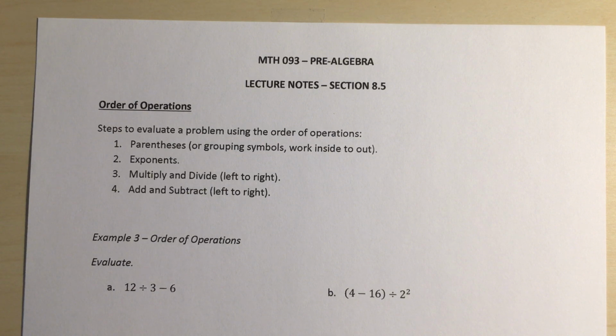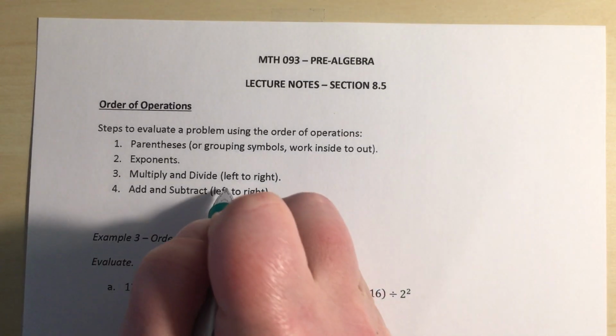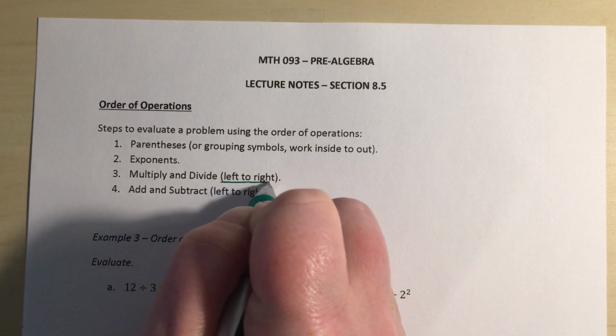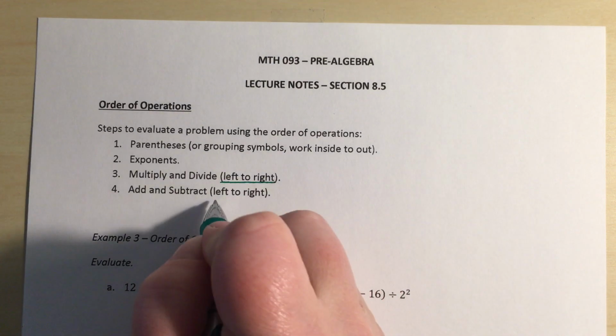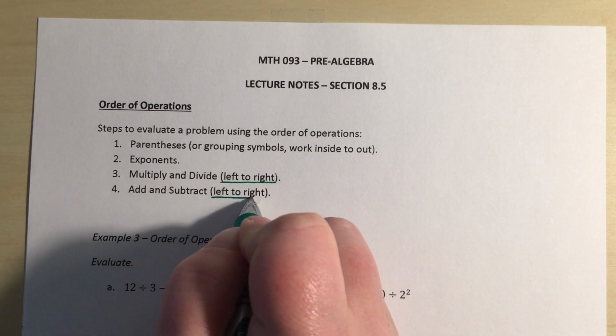Our second step is going to be exponents. Exponents can sometimes include square roots. Then we are going to multiply and divide. When we're multiplying and dividing, don't forget that we want to work left to right. So it may feel unnatural, but there are going to be cases where we're going to divide before we multiply. And then we're going to finish it off by doing our addition and subtraction, also working left to right.